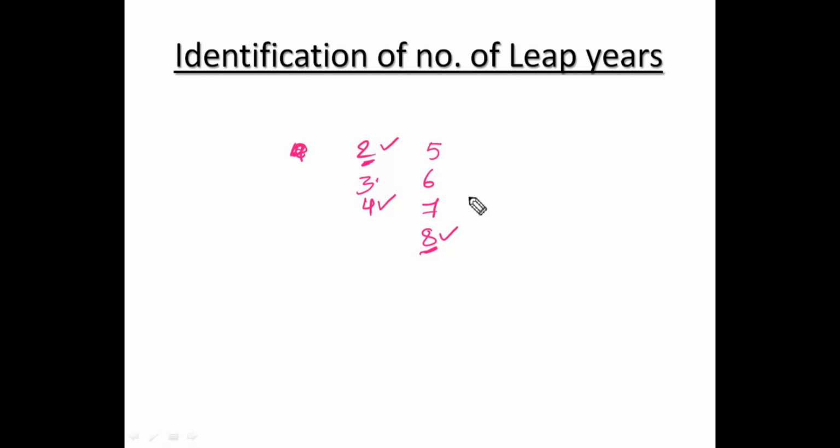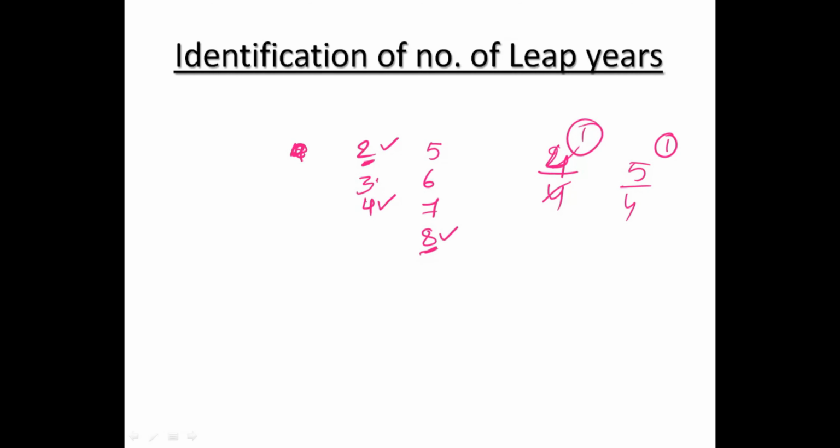So how are we deciding this? Nothing, sir. We are dividing the given number by 4 and telling the divisibility. How much is the divisibility? 2, no divisibility. 3, no divisibility. 4, yes, one time will be there, so one leap year will be there. 5, 4 will go one time only in 5, that's why one leap year will be there.